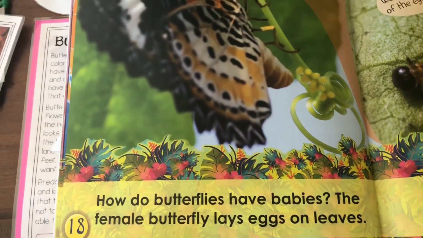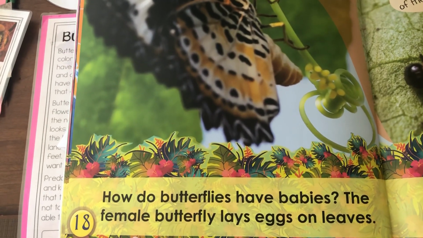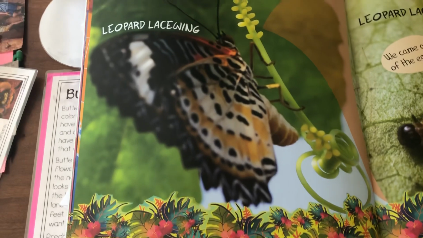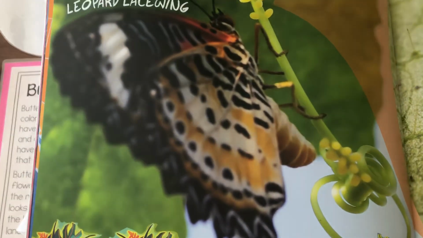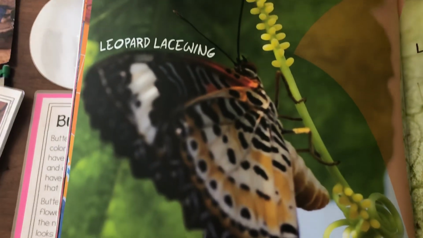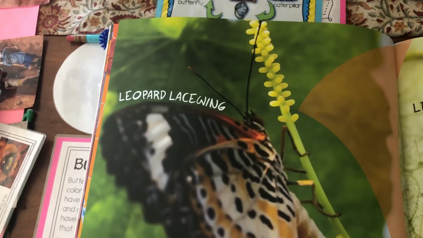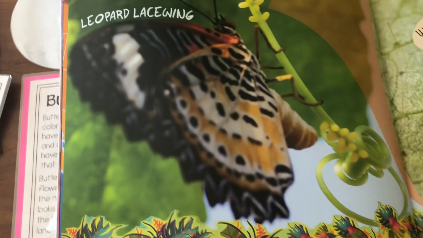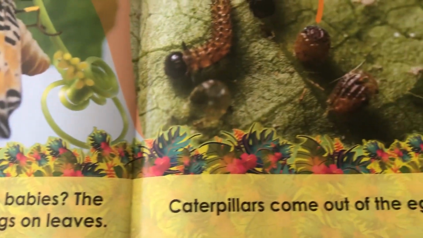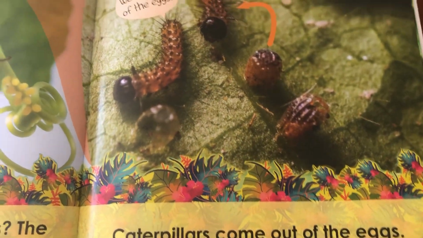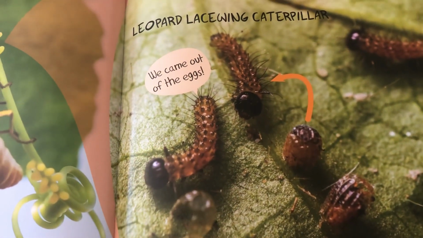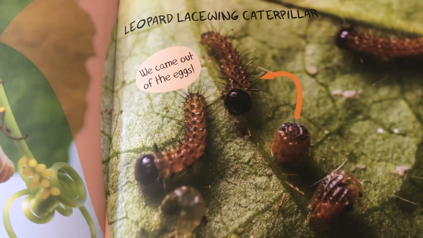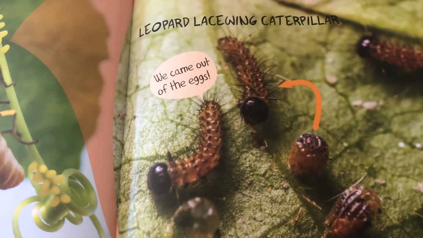How do butterflies have babies? Well, the female butterfly lays eggs on a leaf. So there's a really cool picture of what the eggs look like. And remember, like most animals, they don't just lay one, they lay lots. And then caterpillars come out of the eggs. So there's the caterpillars. It says, we came out of the eggs. And they don't look anything like the adult, do they?